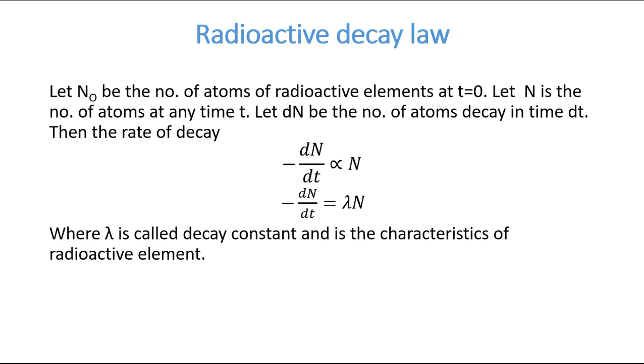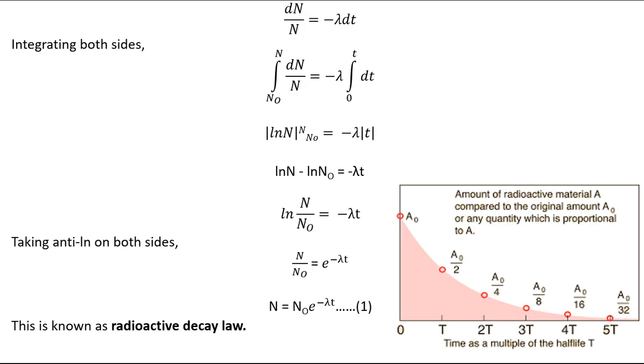Then the rate of decay, dN over dt, is directly proportional to N, the number of atoms present at that time. The minus sign is included because it describes that the number of parent atoms is becoming less with time. With the removal of the proportionality constant, we have an equality, and we have lambda, which is the decay constant, and it depends upon the radioactive element.